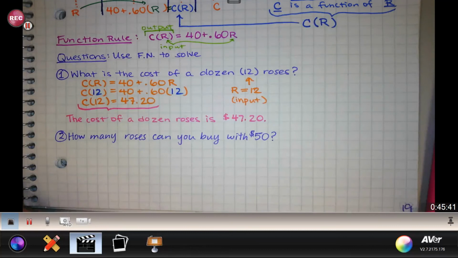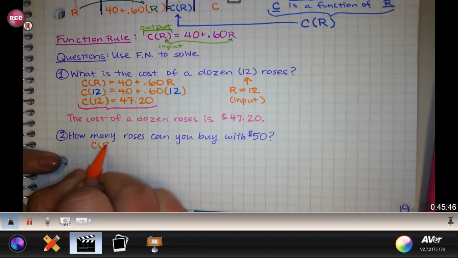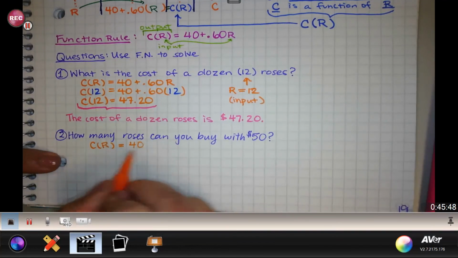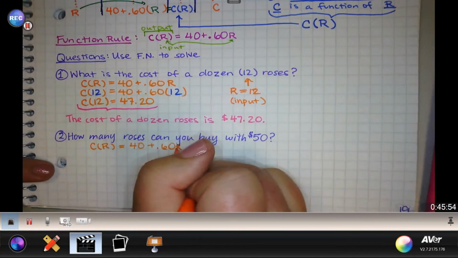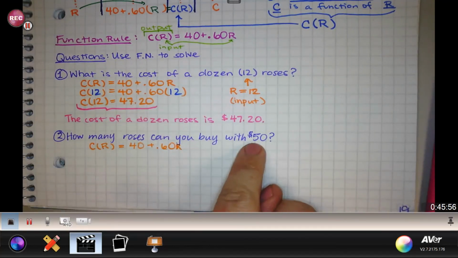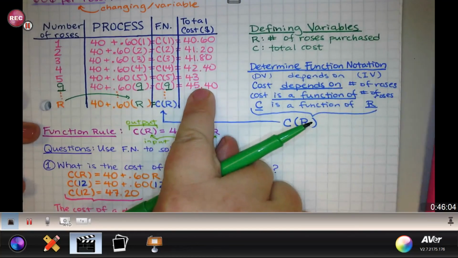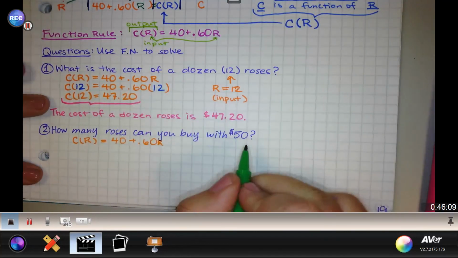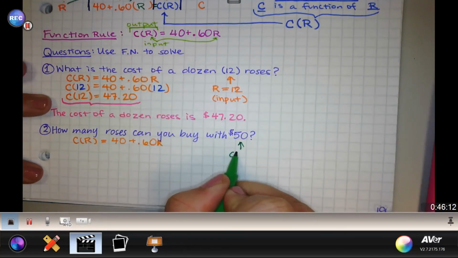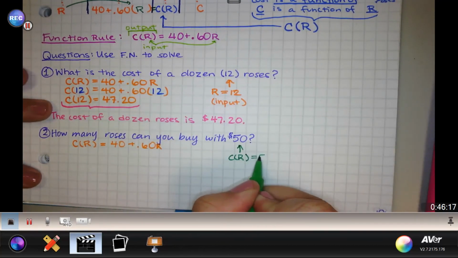So again, not even going to worry about that quite yet. I'm going to just copy down the function rule. So C of R equals 40 plus 0.60 R. And then what in the world does this mean and what should I do with it? Well, remember up here, cost is my output. And that means that C of R equals your output. So here, C of R, notice I didn't just write C. C of R equals 50.